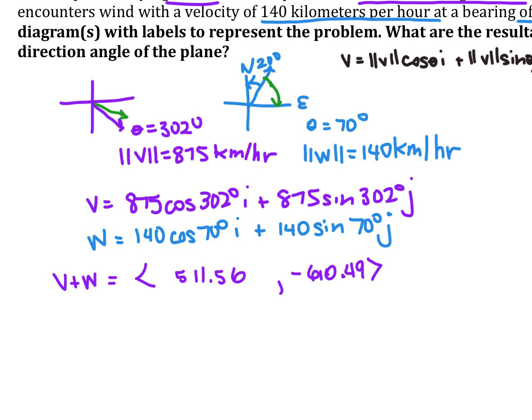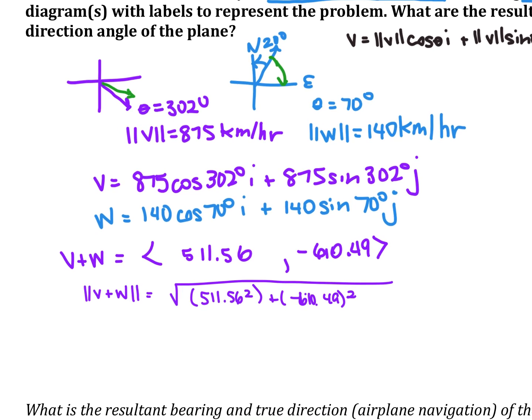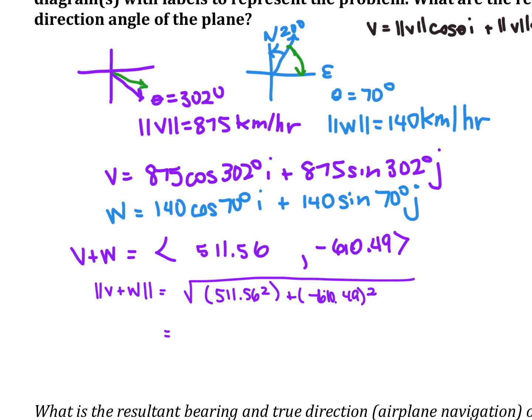So we have to find the magnitude, the resultant speed, and that is the square root of 511.56 squared plus negative 610.49 squared. When you plug that into the calculator, you would get approximately 796.49 kilometers per hour. So that is our resultant speed.